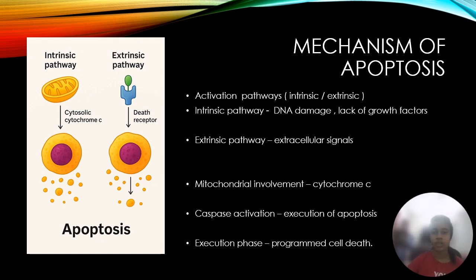Now the extrinsic pathway involves extracellular signals from other cells outside. This extrinsic pathway involves death receptors, which are on the cell surface. They involve death receptors from the TNF, tumor necrosis factor, receptor superfamily, which we have discussed before. That includes FAS, which is one such death receptor, and you have another called TNFR1.